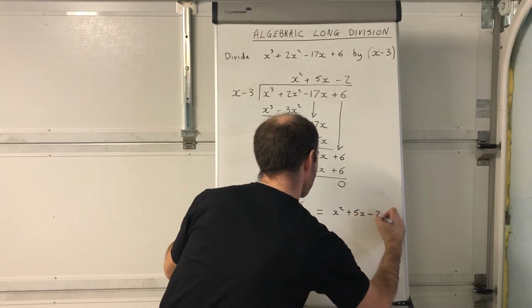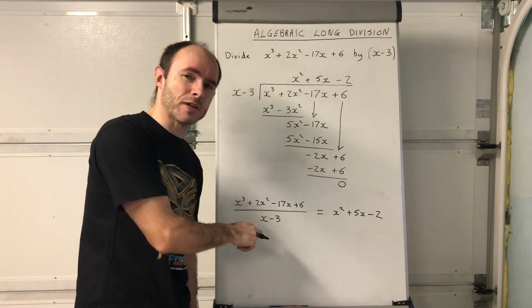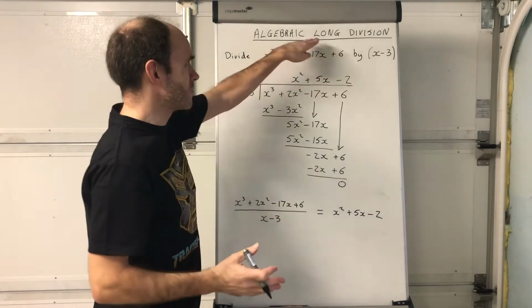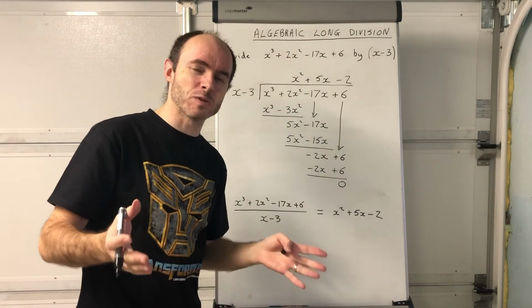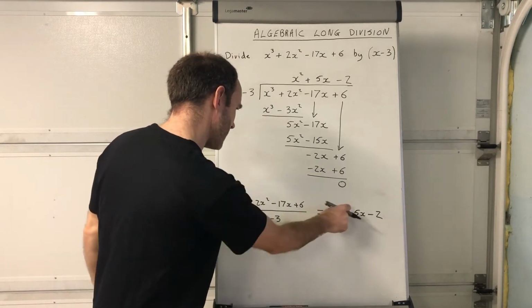Okay, so what we've gone and done is we've simplified this algebraic fraction. And that's one of the usefulnesses of algebraic long division, is to be able to simplify algebraic fractions if they can be simplified. So we've written this as this instead.